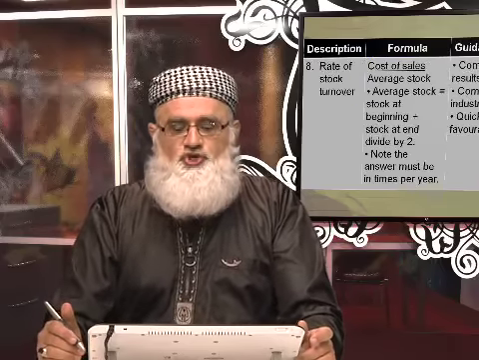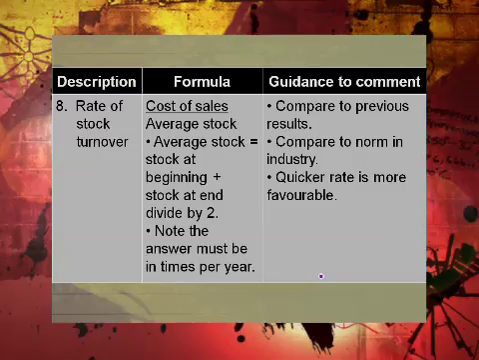Your rate of stock turnover. It's your cost of sales over your average stock. And what is average stock? Average stock is your stock at the beginning plus your stock at the end divided by 2. Now, what do we do with this here? We compare it to previous years.